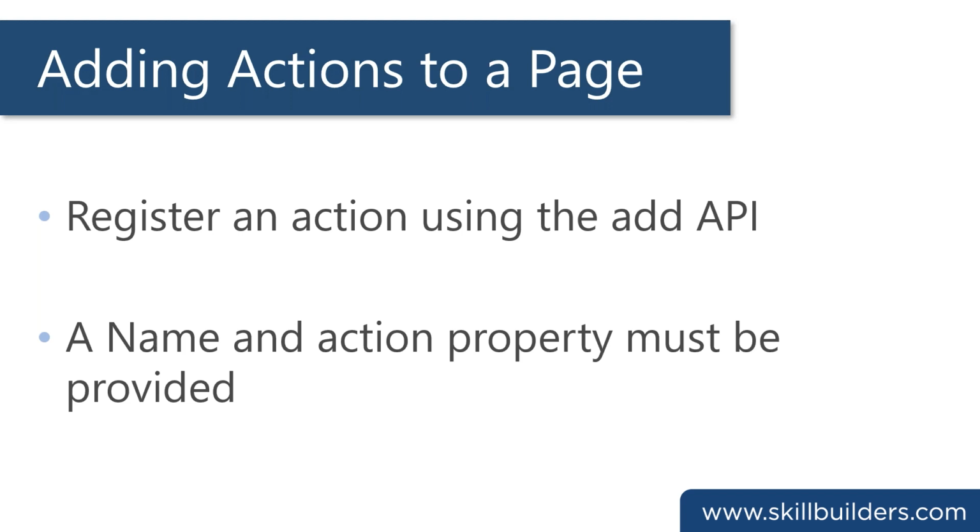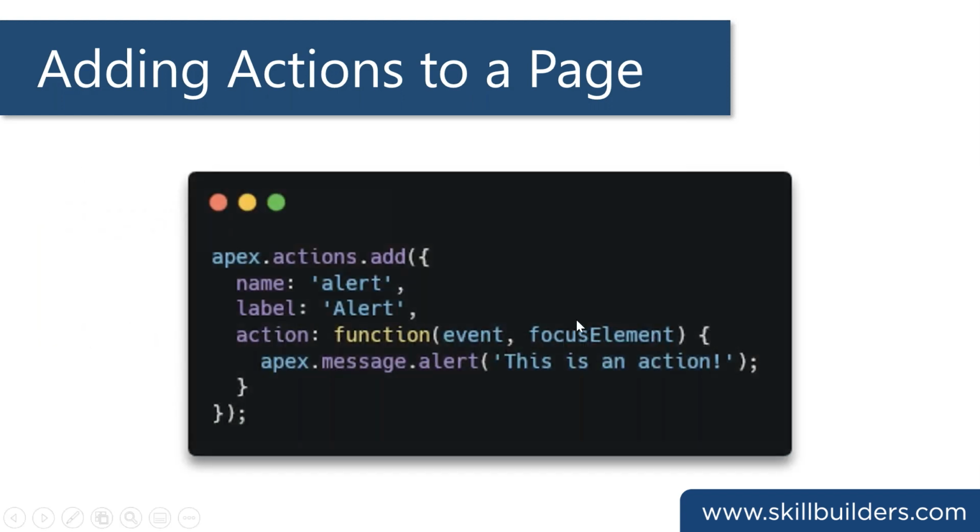And then we must have some sort of action property or a function that's going to do some amount of work. An example of what this might look like is we'll call apex.actions.add. And we have a name, which is our primary key, our label, which is essentially some sort of display value that we're going to show the end user. And then we have an action that we can associate.